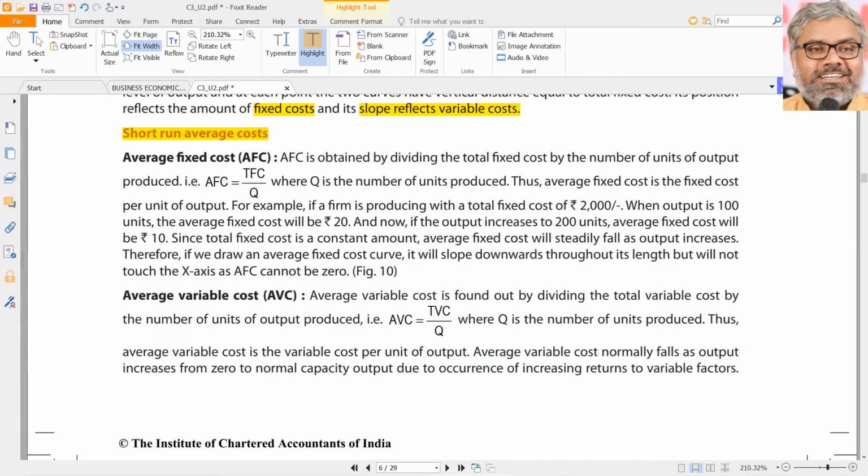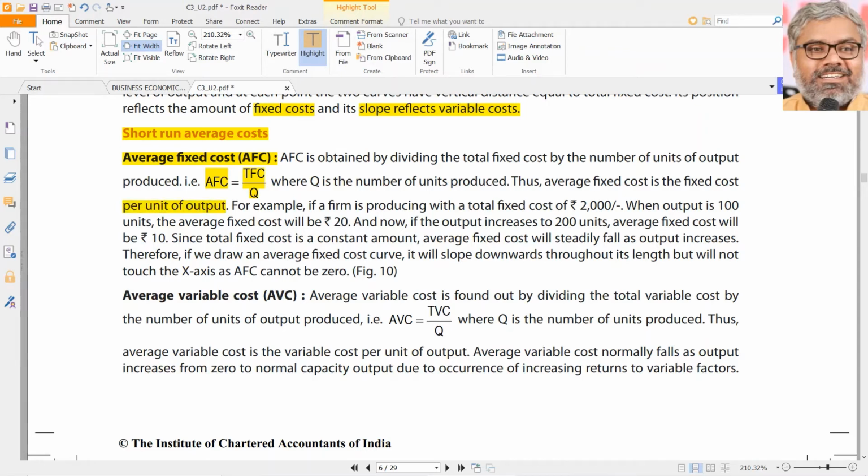Just like average production, here also average costs can be calculated. Average concept is always the same. Average is nothing but total divided by quantity. So what is average fixed cost? Nothing but total fixed cost divided by total quantity. That's all. Total fixed cost divided by quantity. That is average fixed cost. What is Q? Number of units produced and sold. So average fixed cost is nothing but fixed cost per unit of output.